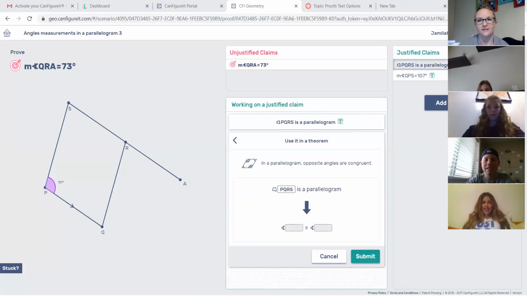Would it be that P is congruent to R? Yes, thank you, Sophia. We want to do this one is congruent to this one, because that's going to give us information about the angle right next to the angle we want to know. Submit.